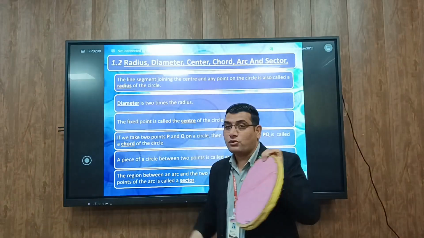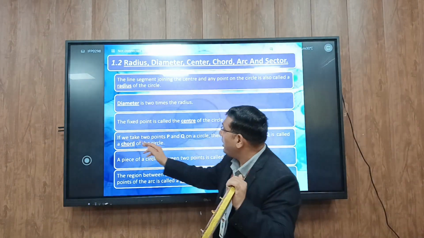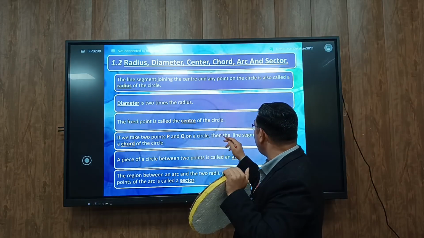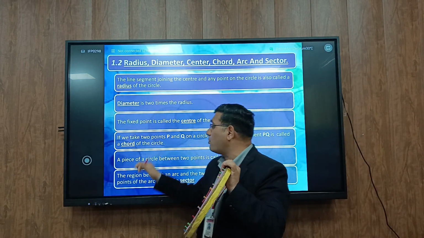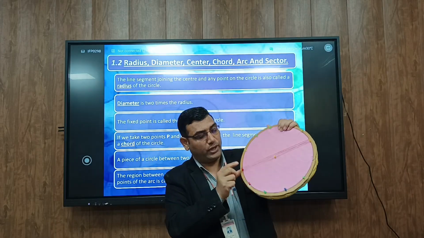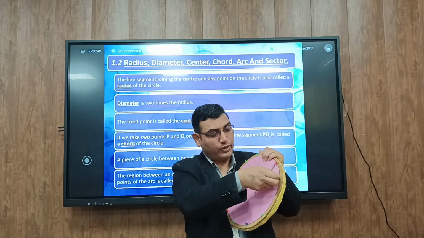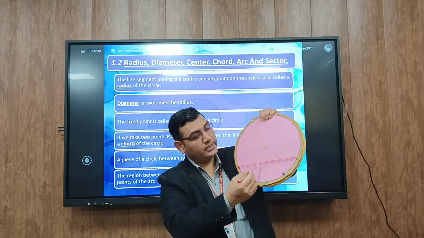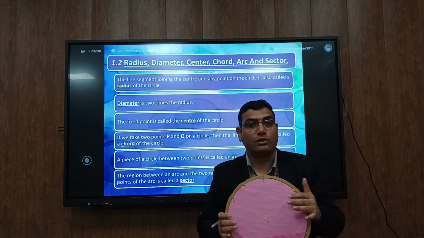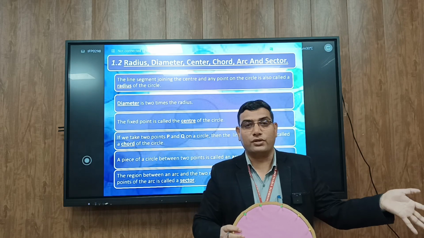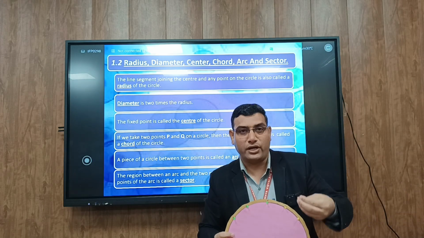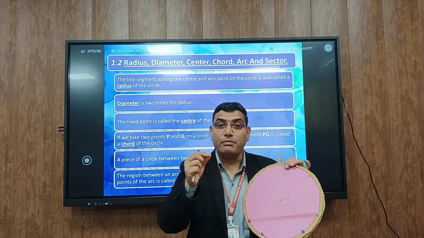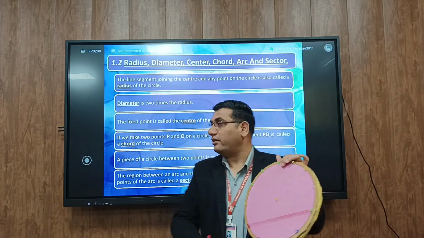Now, what is a chord? If we take two points on a circle, say P and Q, then the line segment PQ is called a chord of the circle. For example, this point is P and this point is Q, so this is a chord. There are infinite chords you can draw, and the lengths of all the chords are not the same, right? A diameter is the longest chord of the circle.